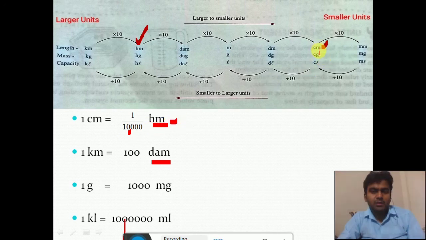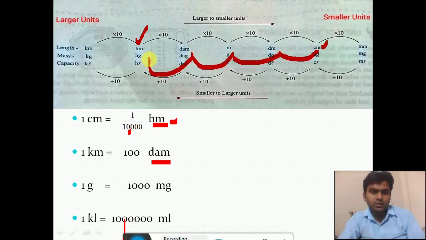Once again, I am telling you, backward jump, CM to HM. HM is written here, CM is written here. So one jump, second backward jump, third backward jump, fourth backward jump. So you have to divide the number by 10,000. 1, 2, 3, 4 zeros. So 4 jumps, 4 zeros.